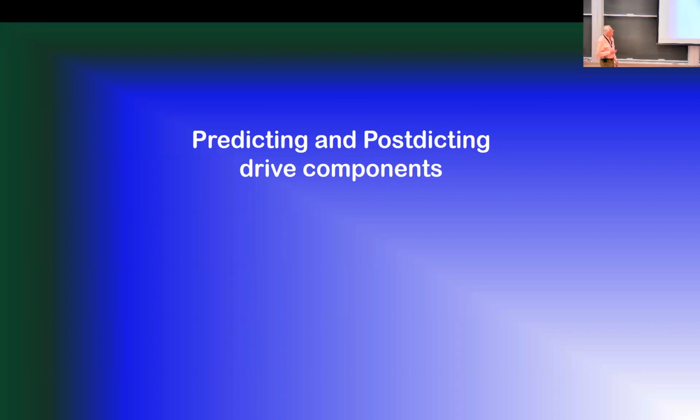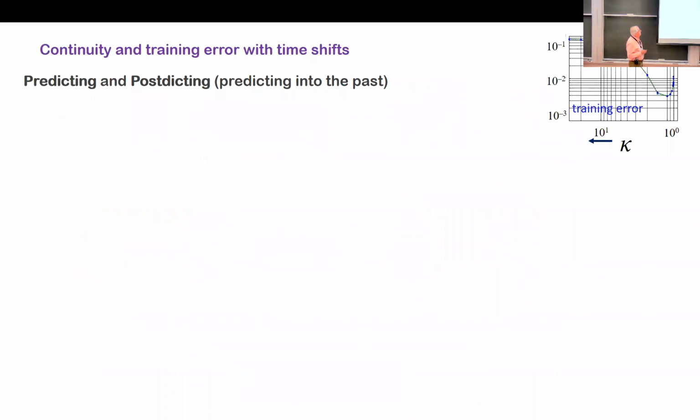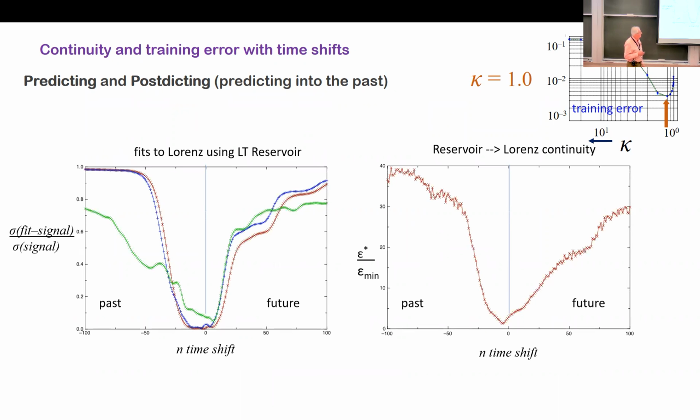Two? Okay. You can use this to predict, and what I like to say is post-dict. People don't use that word very much. How well you would do if you try to predict the system or even look back in time. This is the training error for predicting into the future or post-dicting into the past. This is the continuity statistic for doing the same.